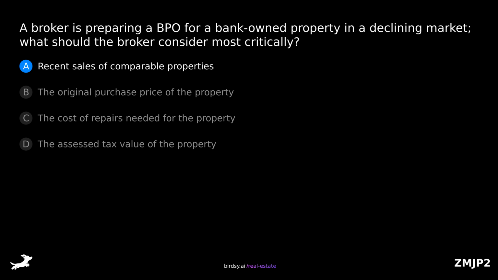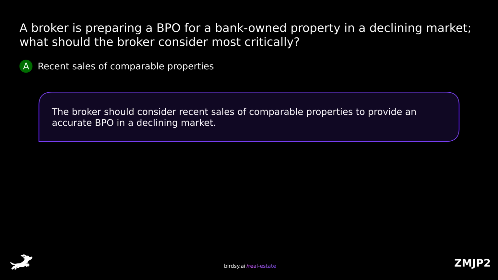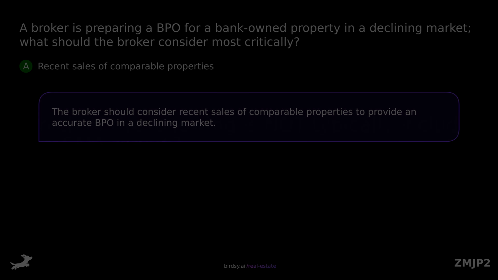Is it A, recent sales of comparable properties, B, the original purchase price of the property, C, the cost of repairs needed for the property, or D, the assessed tax value of the property? The answer is A, recent sales of comparable properties. The broker should consider recent sales of comparable properties to provide an accurate BPO in a declining market.